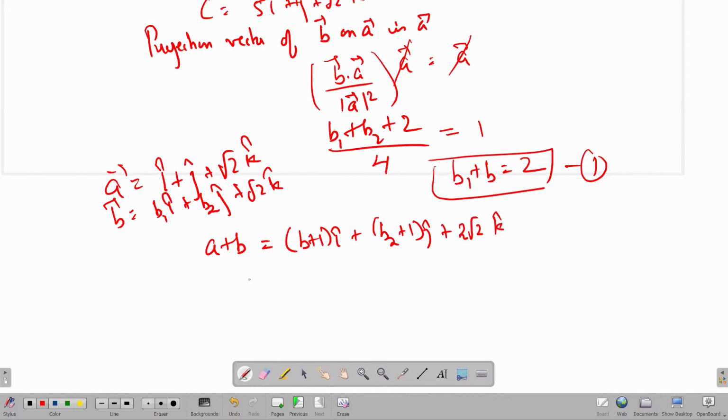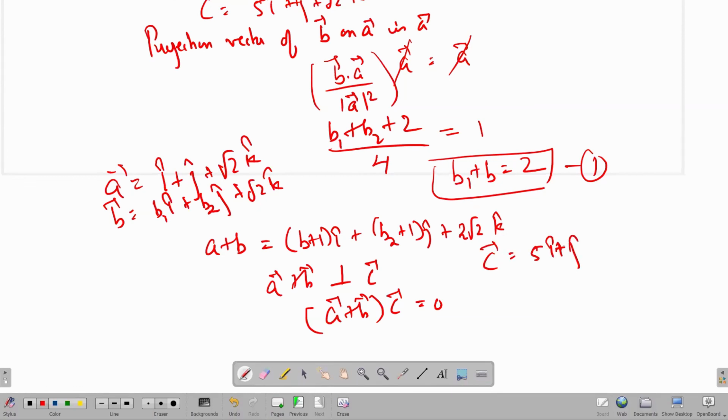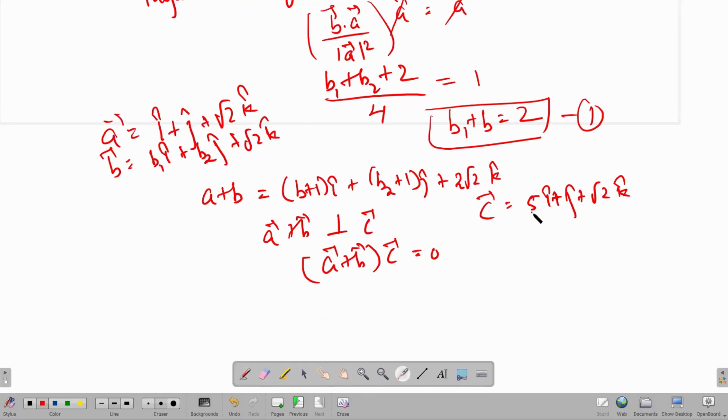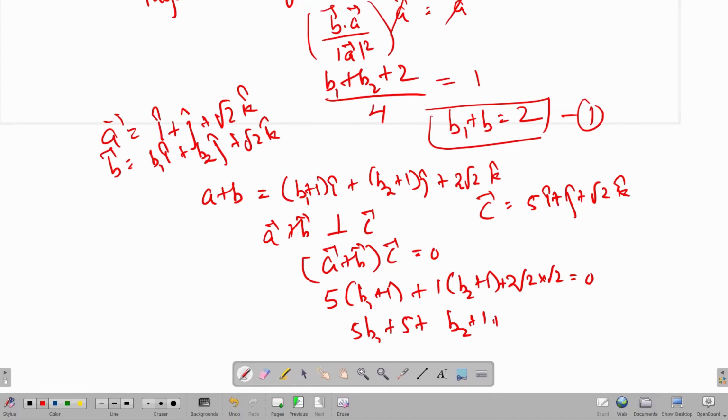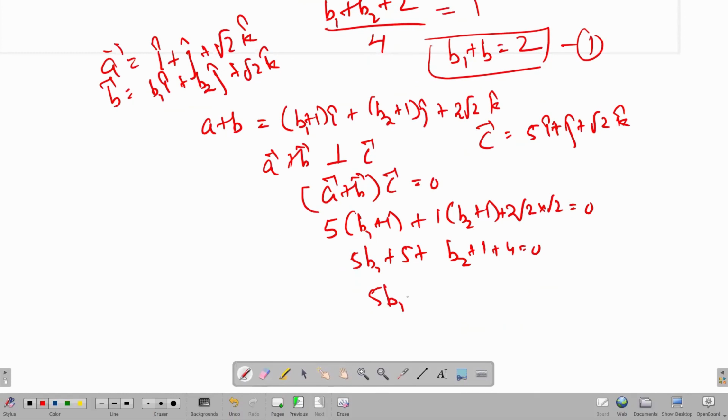Since A plus B is perpendicular to C, their dot product is 0, and the C vector is 5i plus j plus root 2k. So their dot product is component to component product: 5 into b1 plus 1, 1 into b2 plus 1, and 2 root 2 into root 2, is equal to 0. So 5b1 plus 5 plus b2 plus 1 plus 4 equals 0. On further solving, I get 5b1 plus b2 equals minus 10, taking this to the other side. So this is my equation 2.